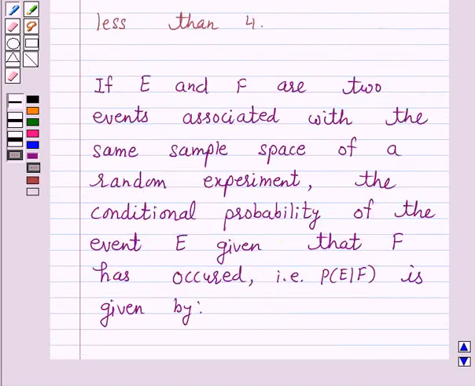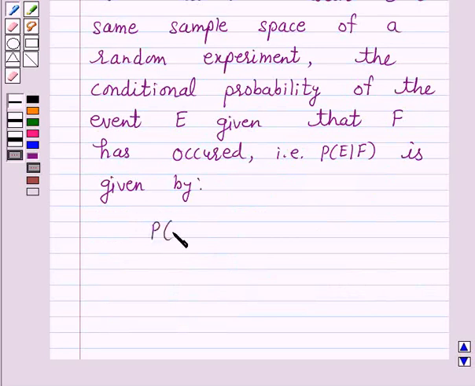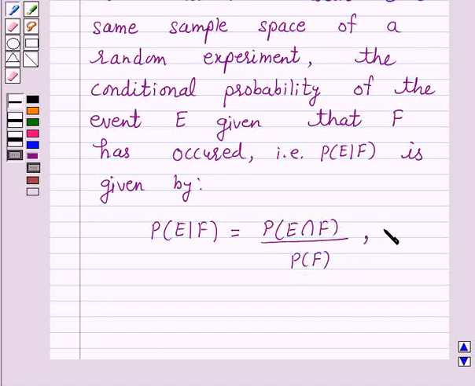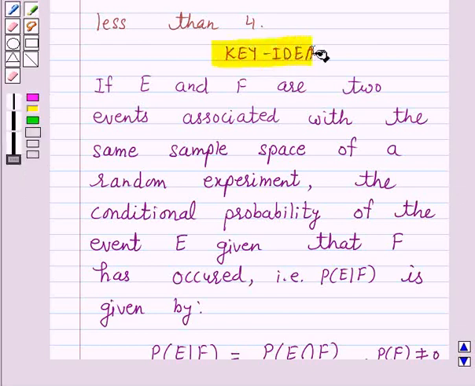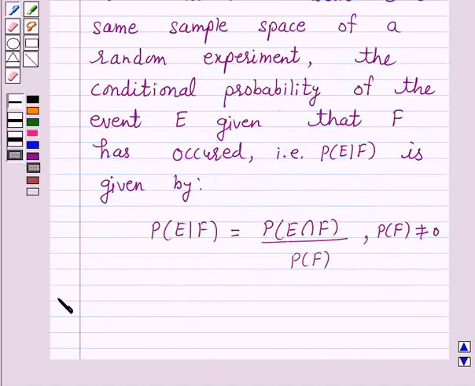4. Now we know that if E and F are two events associated with the same sample space of a random experiment, the conditional probability of the event E given that F has occurred, that is probability of E upon F, is given by probability of E upon F is equal to probability of E intersection F upon probability of F, provided probability of F is not equal to 0. So, this is a key idea behind that question. We will take the help of this key idea to solve the above question. So let's start the solution.